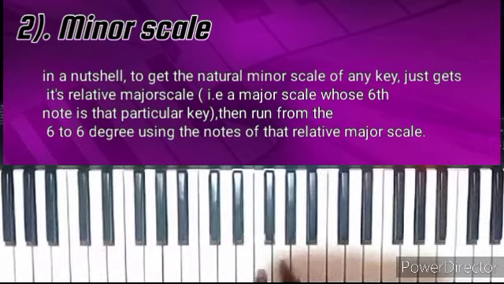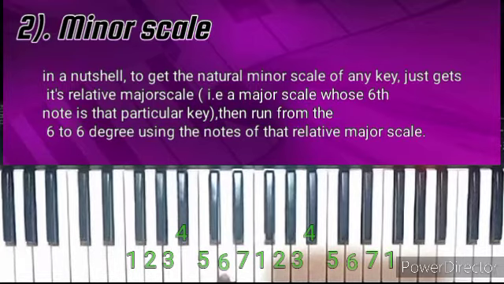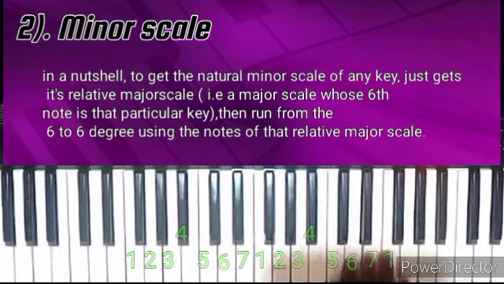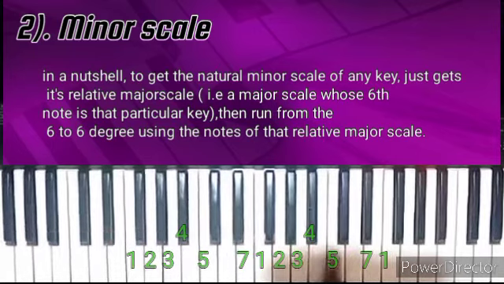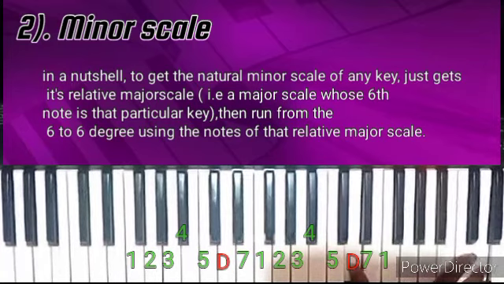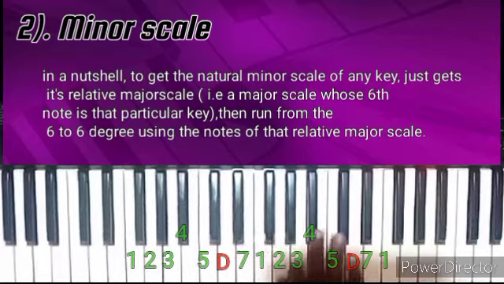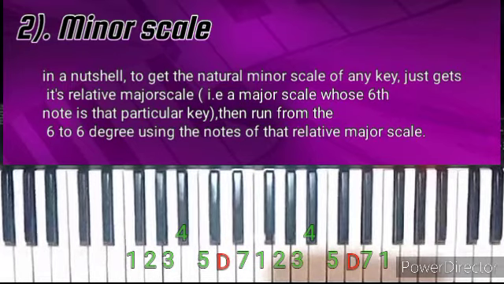For instance, if you want to get the D minor scale, I will just ask myself, which key has D as its sixth note? That's F major scale. That's 1, 2, 3, 4, 5, 6, and this is D. So I'll just run through the F major scale, from the sixth degree to the sixth degree of F major. It's going to be like this. If this is too hard, you can just use the formula, but this is a kind of cheat.